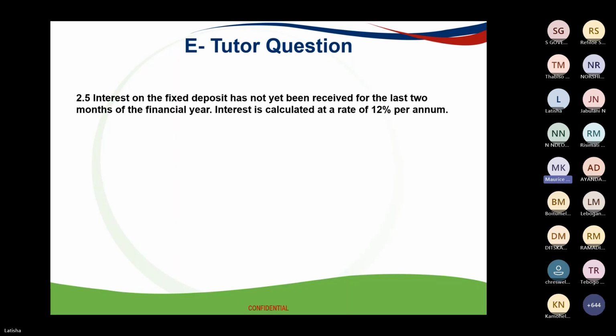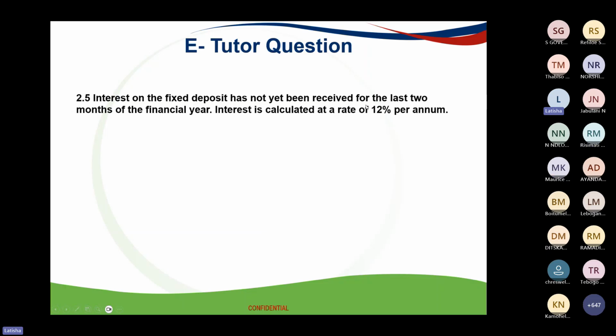Okay. Then we go to 2.5. So 2.5 says interest on the fixed deposit has not yet been received for the last 2 months of the financial year. So a fixed deposit is something where it's an asset to us. It's similar to a bank account. It's income or money that we have invested somewhere. So if interest has not been calculated yet for 2 months, that firstly means it's interest income because we earn income on our investments. So that's the first thing.